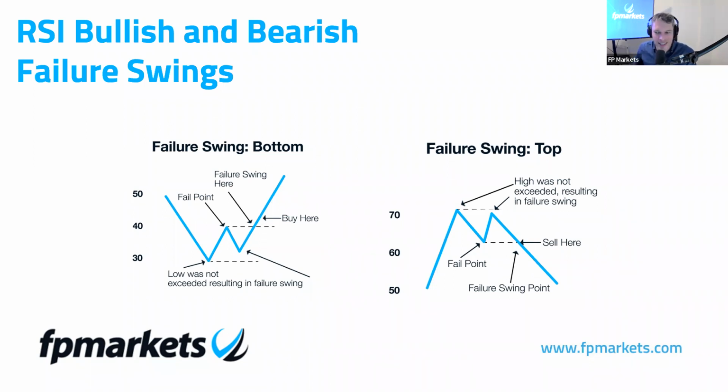Look, so as I briefly said at the beginning, these formations are rarely used. Failure swings are independent of price action, focusing solely on the RSI for signals and ignoring the concept of divergences, but they usually form following a divergence. So what you can do is use the failure swings as additional confirmation on top of your divergence signal.